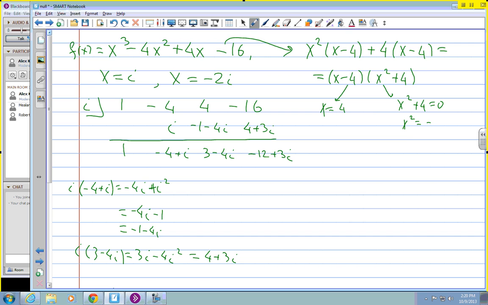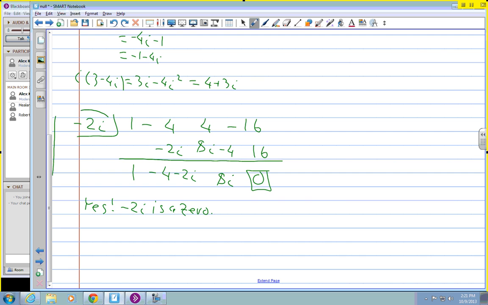So x squared equals negative 4. So x is plus or minus the square root of that. So x is plus or minus 2i. Okay? Now, a thing about that, when you get those complex solutions with imaginary parts, they only come with a conjugate friend. So if negative 2i is one of the zeros, then positive 2i is also one of the zeros, always. Okay?